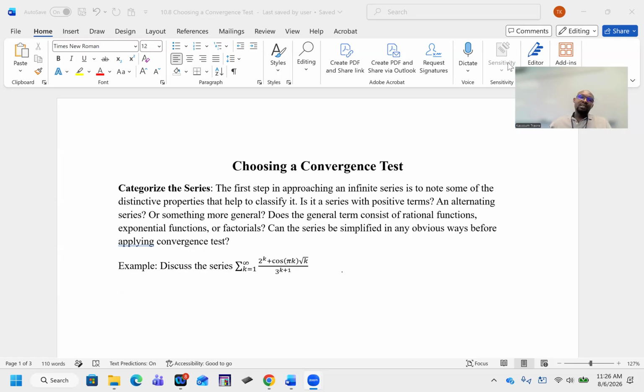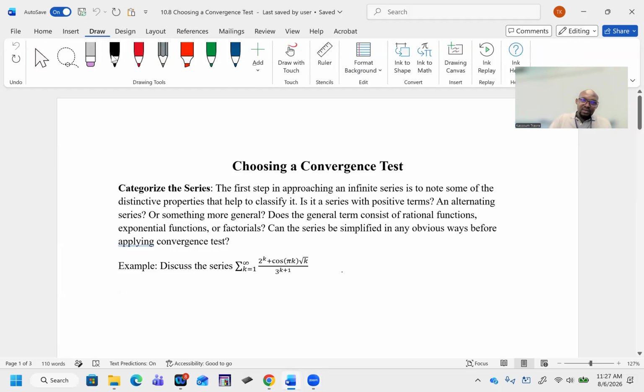So let's jump on the first example. Discuss the series sum from k equals 1 to infinity of (2 to the power of k plus cosine of pi k times square root of k) divided by 3 to the power of k plus 1. If you look at this series, the best way first is to split it into two series because we have a plus sign in between them, right?